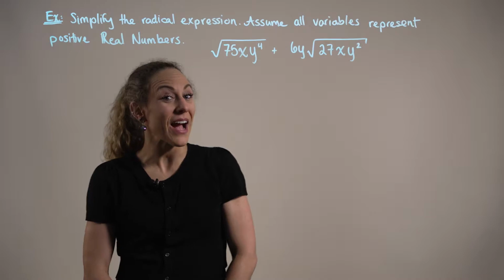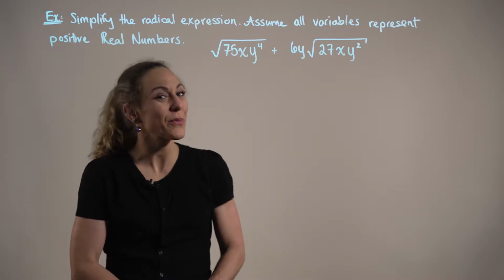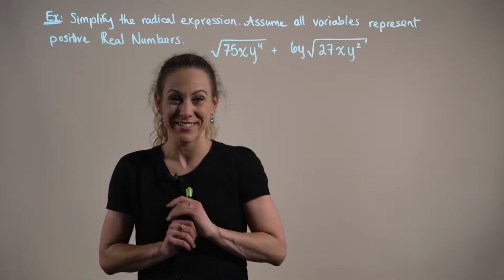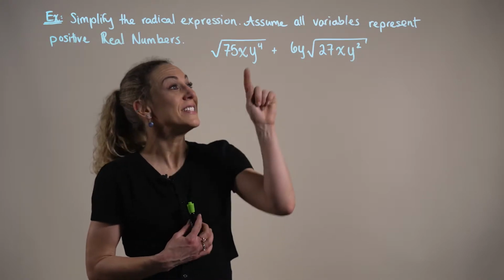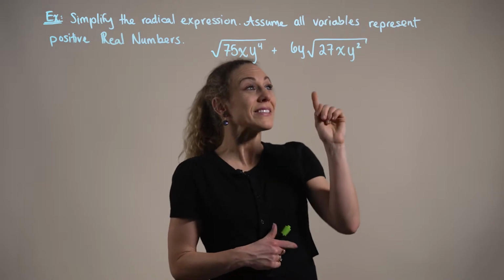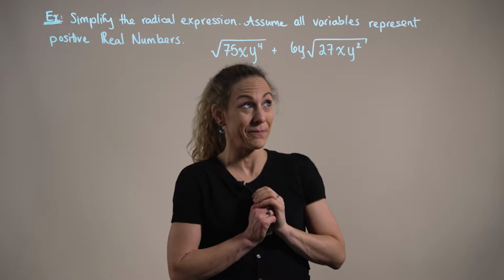In this example, we're asked to simplify the radical expression. And as always, we want to assume that all variables involved are positive real numbers. In this example, we have the square root of 75 times x times y to the fourth plus 6y times the square root of 27 times x times y squared.